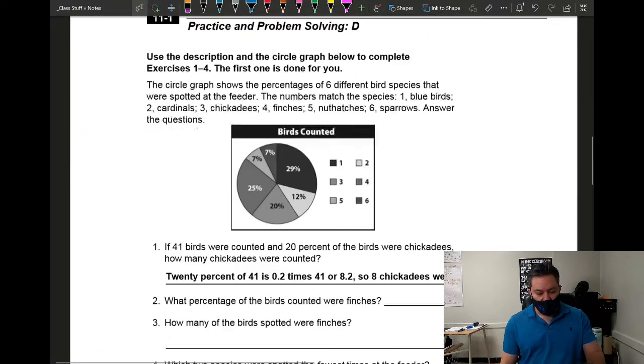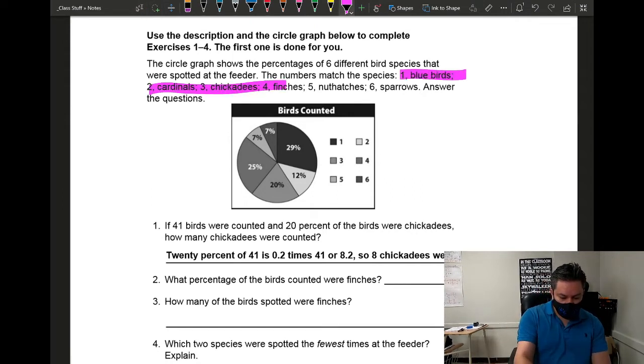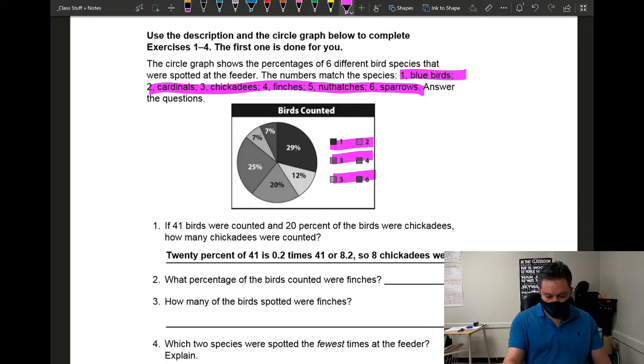Now, we're going to be doing something similar. It says, we have the numbers match the species. So one number, so basically right here, this right here is going to be, I guess, this right here. And they color coded. However, this is black and white, so everything looks the same. So let's see what we can do about this real quick.